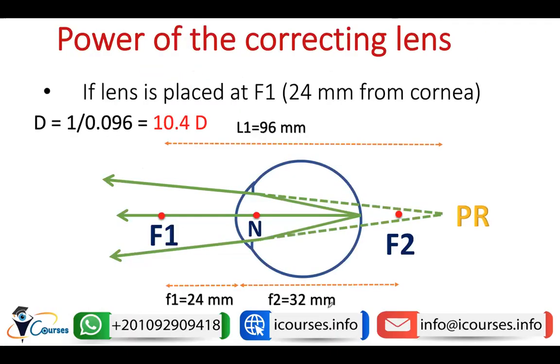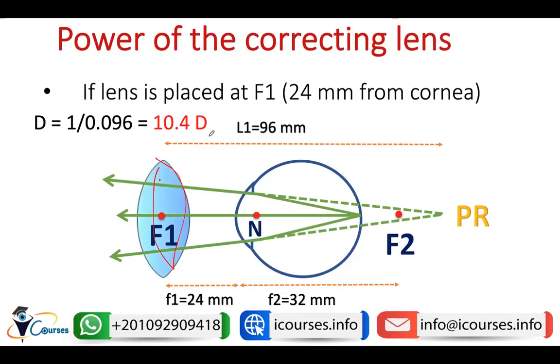When we need to correct this, we can correct it with a plus lens present at the anterior focal point, like here. And this plus lens should be 17 millimeters in front of the eye, or 24 millimeters of the F1 in front of the nodal point. And this actually doesn't occur, as we don't place the spectacle here.